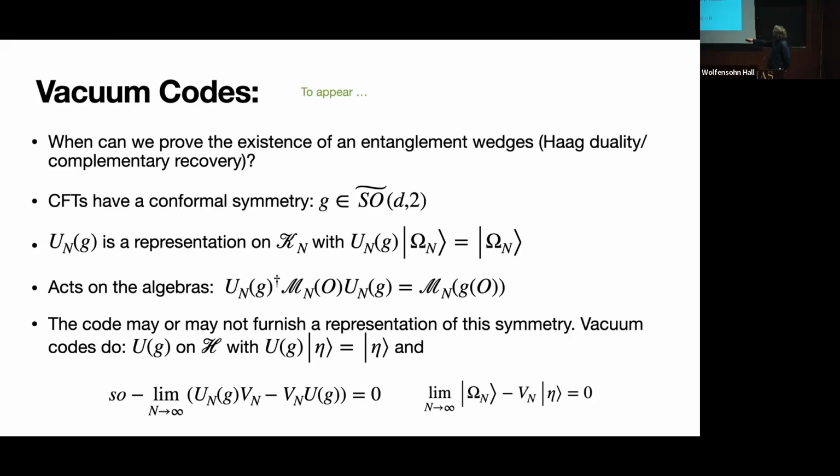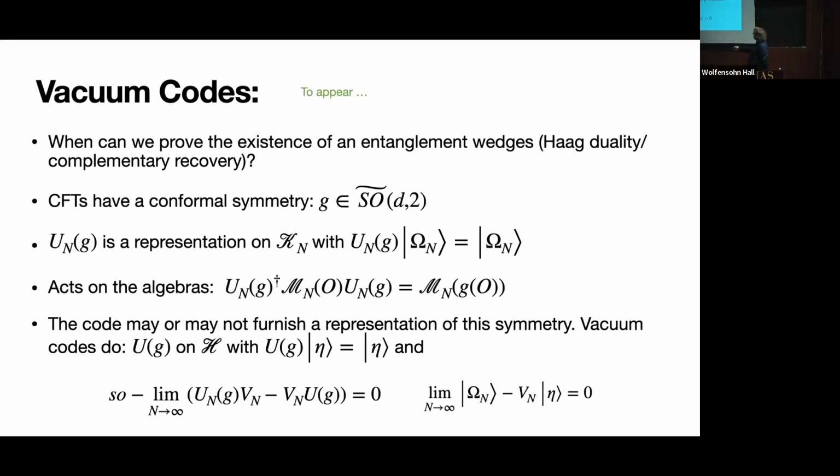Of course, a CFT has conformal symmetry. That's represented as some unitaries acting on the finite n Hilbert spaces. So there's actually a sequence of these unitaries and vacuum states that are left invariant. These unitaries act naturally, covariantly, on the von Neumann algebra.